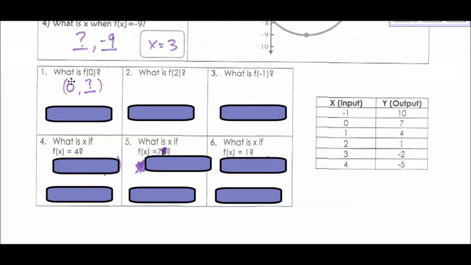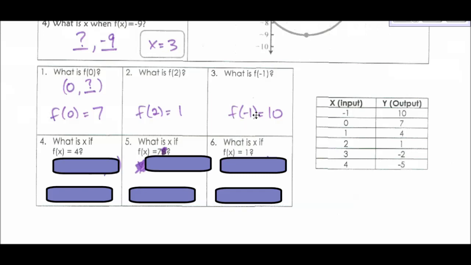F of 0, it's saying the x value is 0. What's the y value? You can see it really clearly in the table. When x is 0, when the input is 0, the output is 7. When the input is 2, the output is 1. And you see that here, (2, 1). What is f of 2? What is the output when your input is 2? What is f of -1? What's the output when your input is -1? That's just 10. F of -1 is 10.